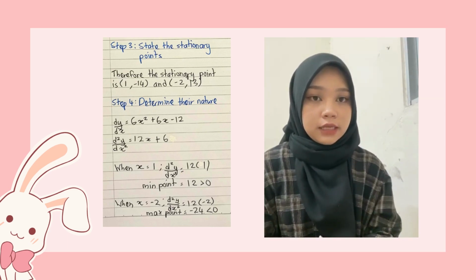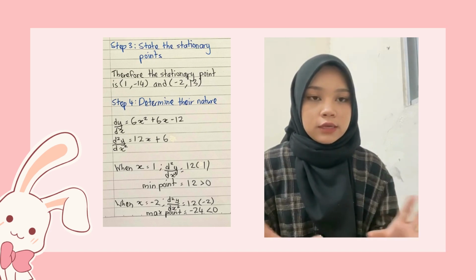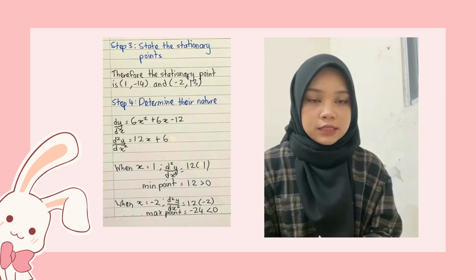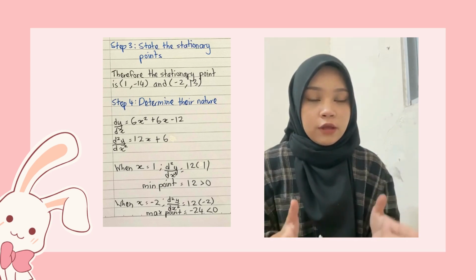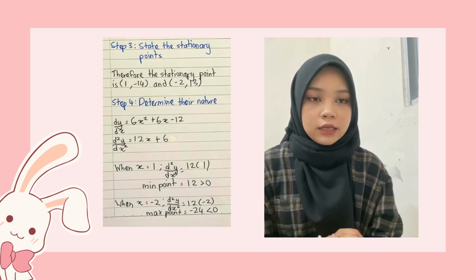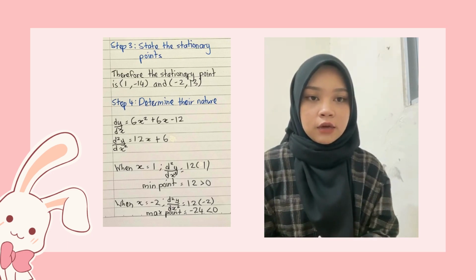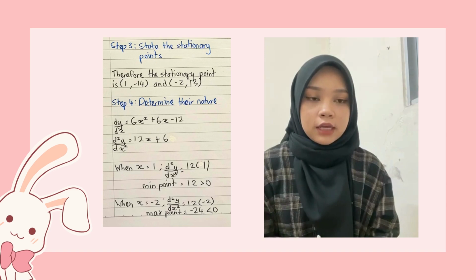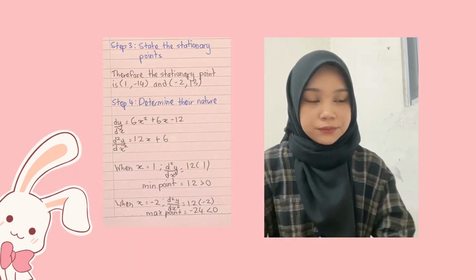Step 4, we just have to determine the nature. We already get the first order from step 1. Now we just have to differentiate it again to get the second order. When we differentiate the first order, we're going to get 12x plus 6. So now, when x is equal to 1, the second order is going to be 12 bracket 1, and the minimum point is 12, which is bigger than 0. So when x is equal to negative 2, the second order is going to be 12 bracket negative 2, and the maximum point is going to be negative 24, less than 0.